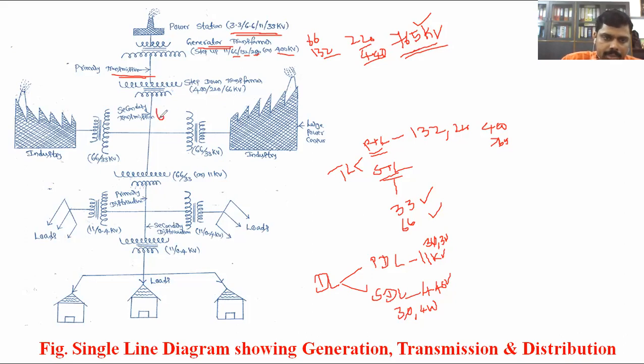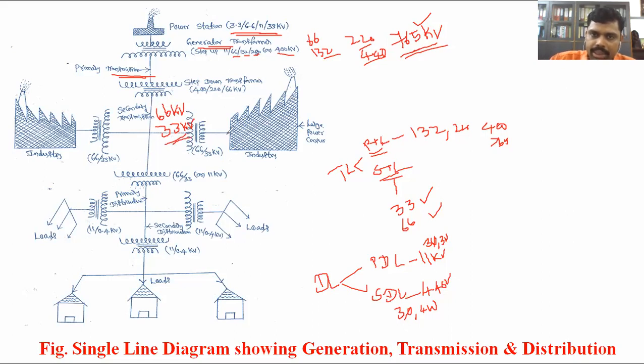Again, in the secondary transmission line, the operating voltage is 66 kV or 33 kV. Here only a few consumers are there, that is, few tappings. It is used only for industrial consumers, classified into three types: bulk industrial consumer, medium power consumer, and low power consumer. The bulk industrial consumers are supplied at 33 kV.